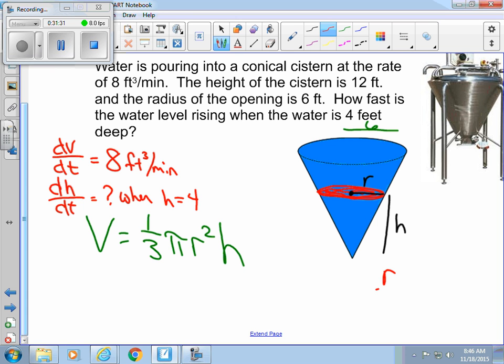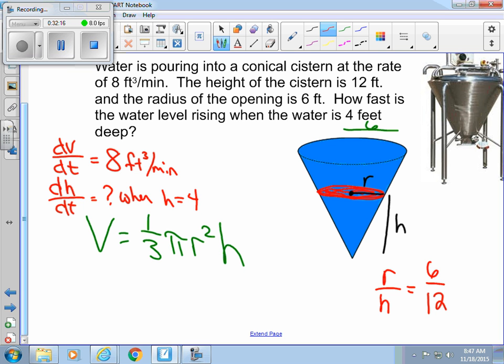So I'm going to say r over h is in the proportion 6 over 12. And so doesn't that mean r is h over 2? Or I could rewrite that and get h is 2r. So either way you wanted to do that, you could solve for either variable. Now, time out. Which one do I want to stay in my equation? r equals half h. That's what I want, right?